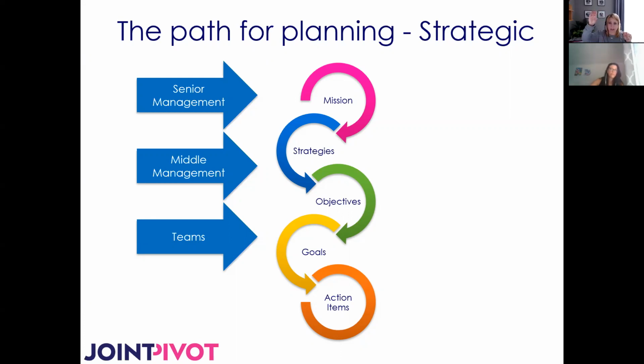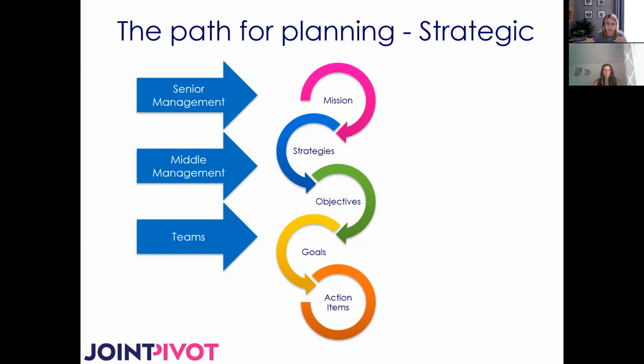So mission is usually set up by that executive team. From that mission, you come up with strategies, like 3 to 5 year strategies. And then those are typically created within your executive level into your middle management level, some of your director level, maybe your VP level at that point. And then those strategies are broken down into objectives. And those objectives are typically like a 1 year goal at that point.